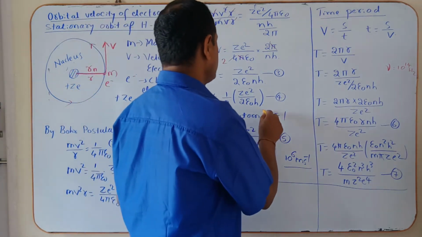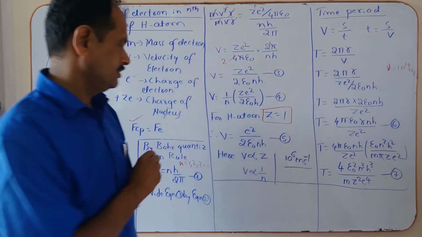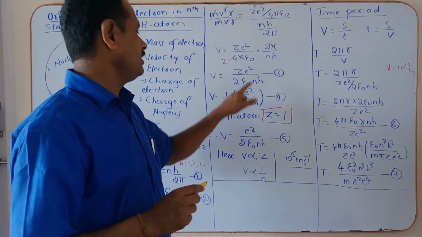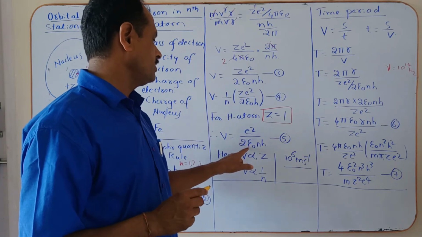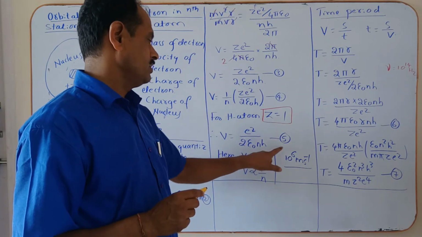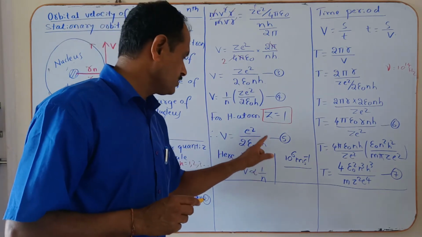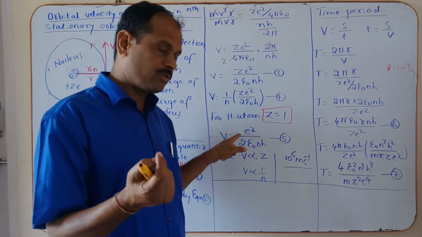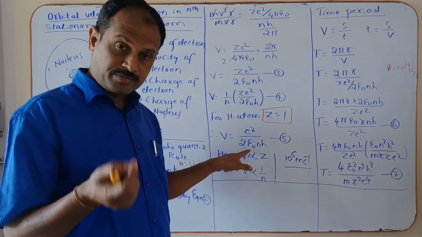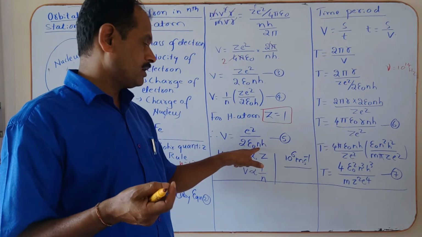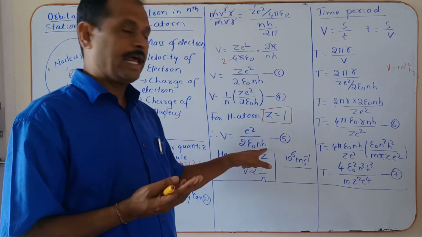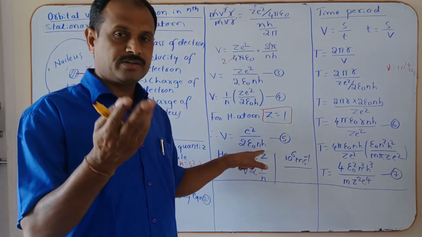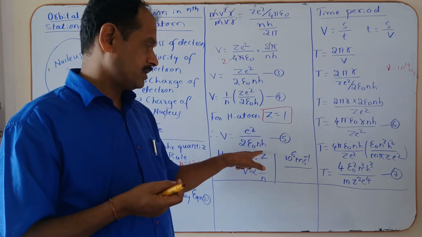For hydrogen atom, Z is equal to 1. Now it becomes v is equal to e square upon 2 epsilon naught nh. Equation number 5. Now you substitute the value of the charge of the electron, permittivity of free space, orbit number and Planck constant 6.625 into 10 to the power of minus 34 joule second.